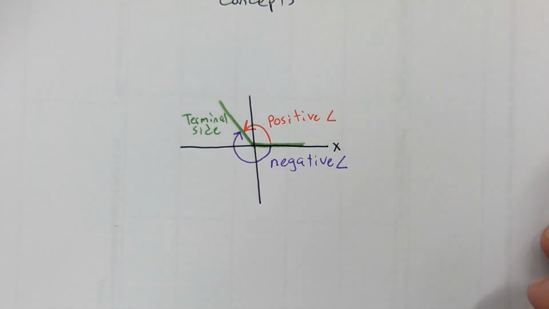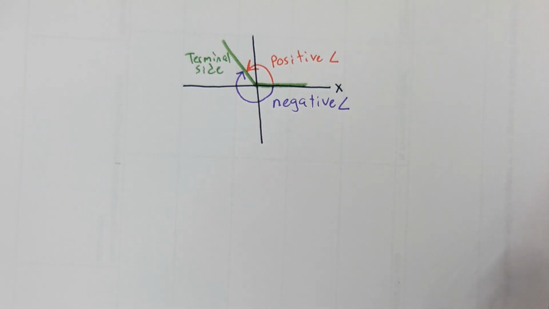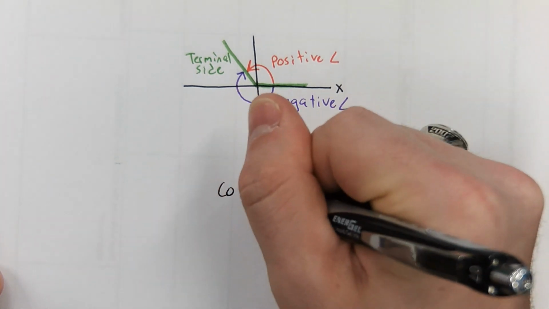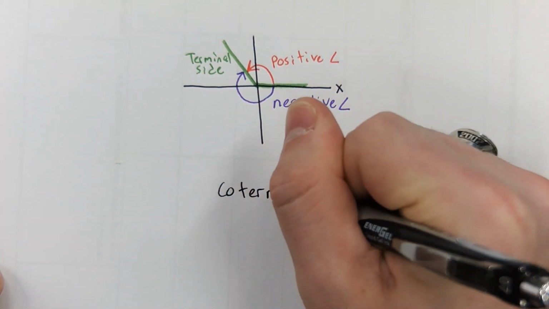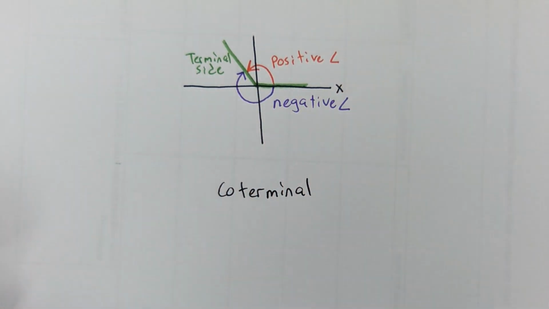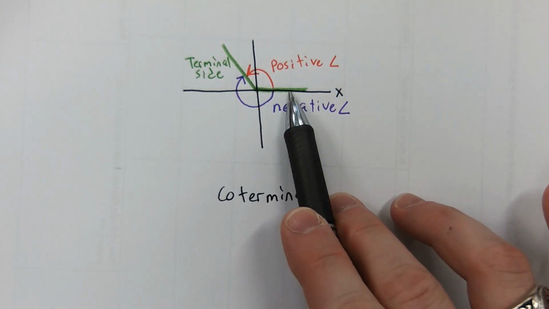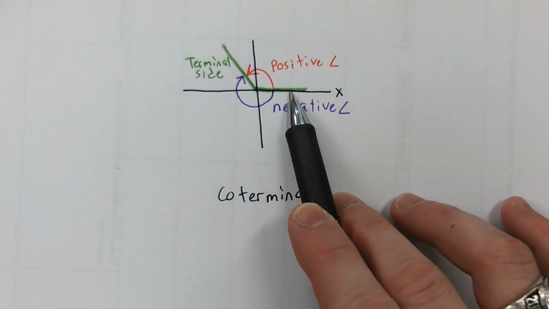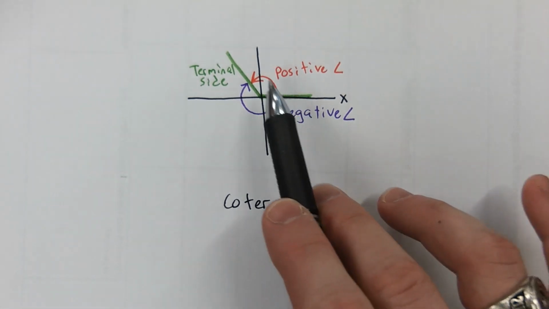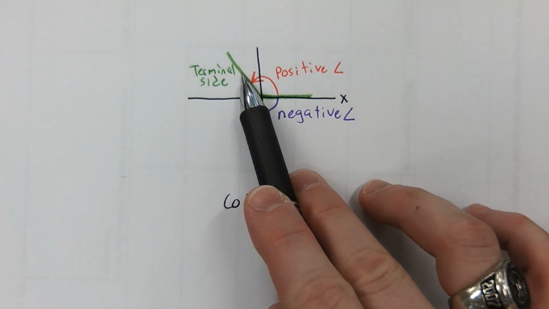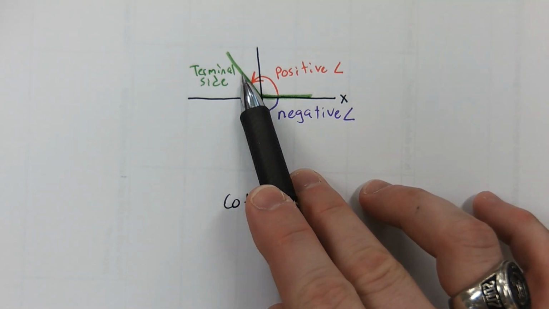And while we have this picture, we might as well review the concept of what it means for two angles to be coterminal. This terminology means two angles that both begin here, both end in the same spot, so for example, here, but have completely different measures.